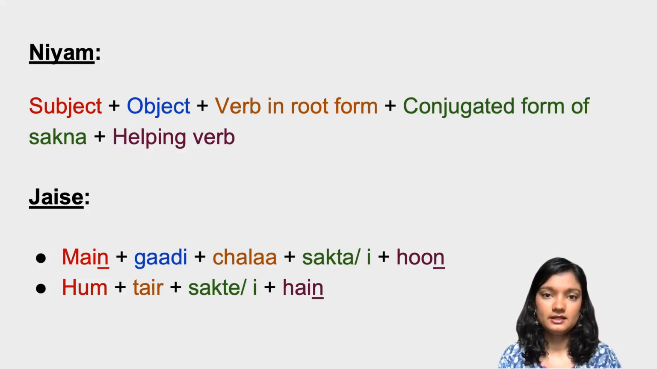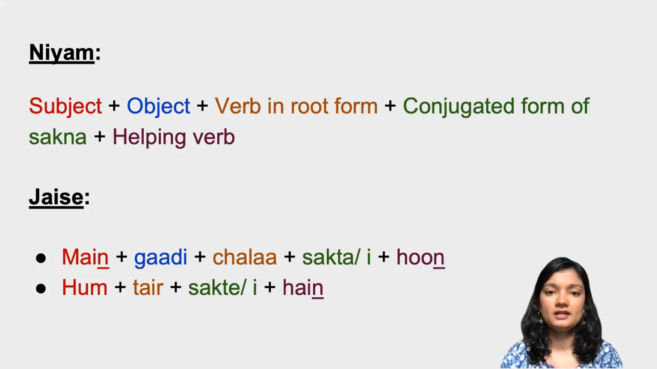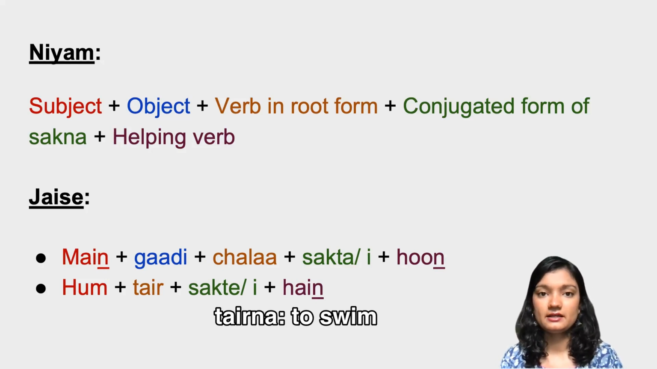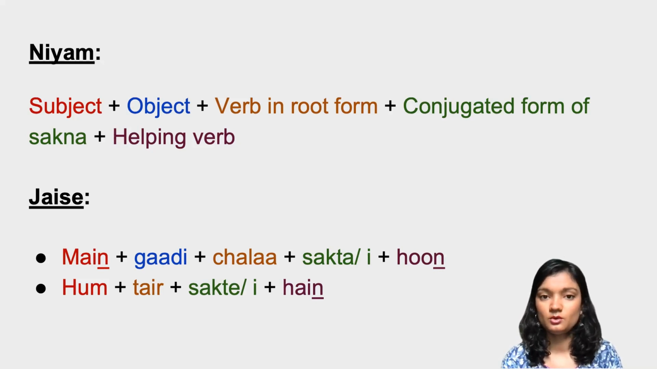Second sentence. हम तैर सकते हैं और हम तैर सकती हैं. Look at the subject and the verb to make sure that they agree with each other. So हम means we, so it's a plural pronoun and must always be used with the plural verb. The main verb here is तैरना, which means to swim. I'll use the root form only. तैर सकते हैं means can swim. हम तैर सकते हैं, we can swim, and there's no object, so I haven't inserted any object here.